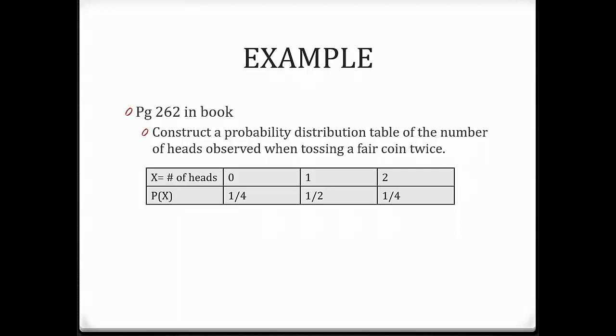So let's look at constructing a probability distribution table for the number of heads observed when tossing a fair coin twice. So if I tossed a coin, I got heads and heads. I got heads and tails. I got tails and heads. And then I got tails and tails.